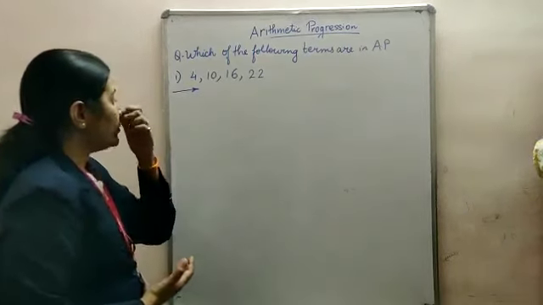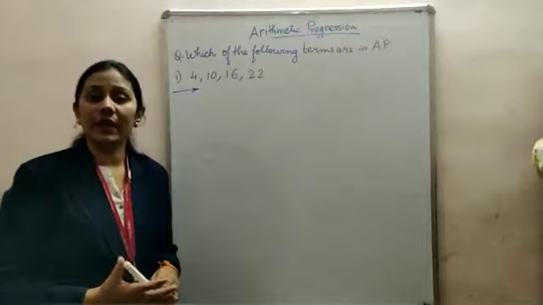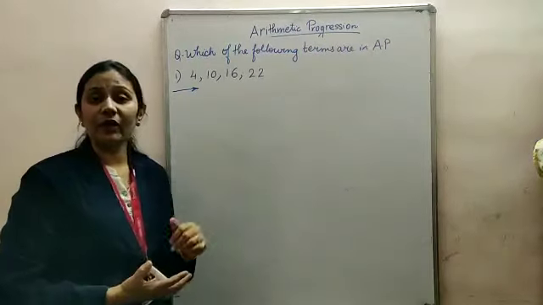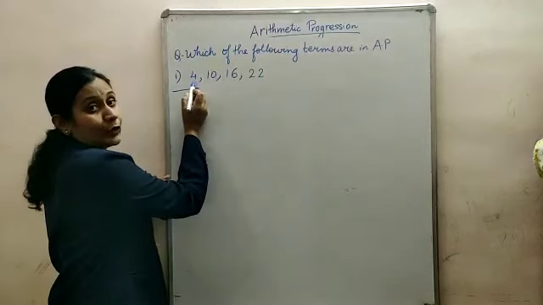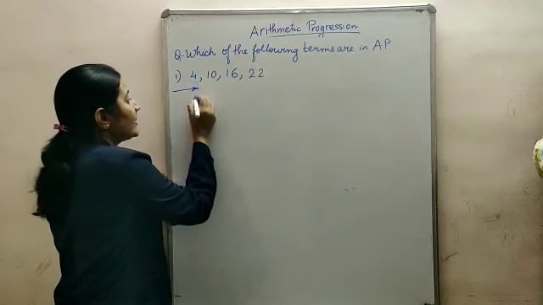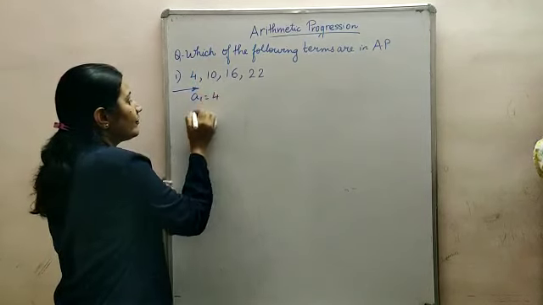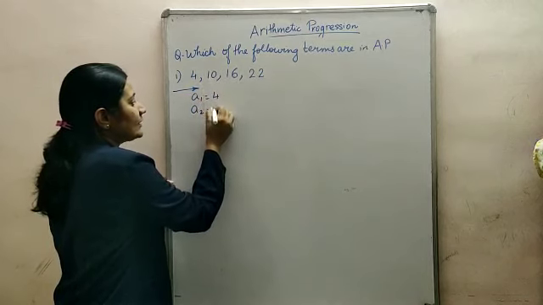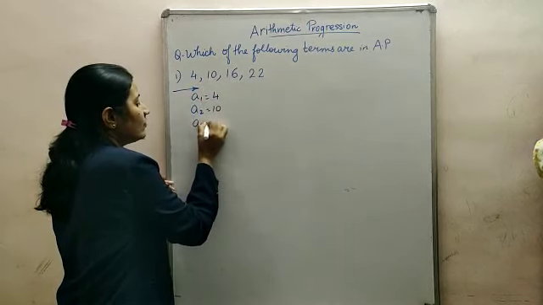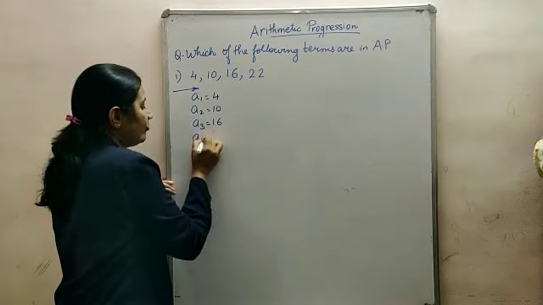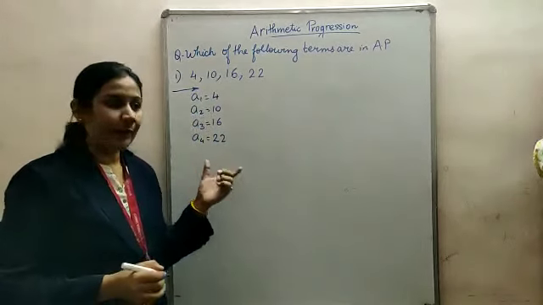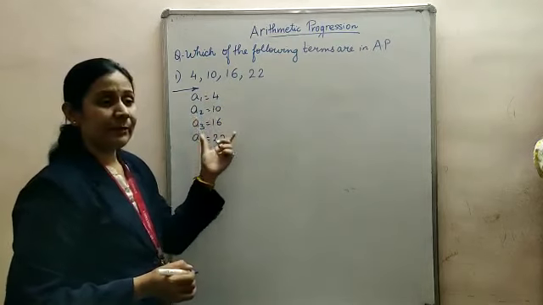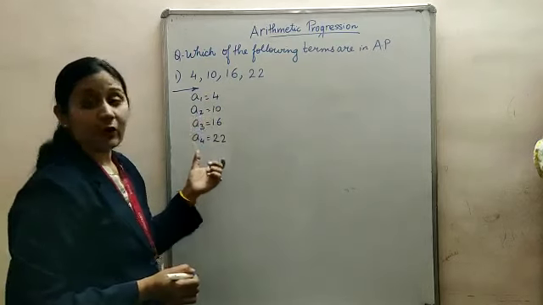नेक्स्ट क्वेश्चन, which of the following terms are in AP. हमें कुछ टर्म्स दिए हैं और हमको देखना है वो एपी में है या नहीं है। नाउ एज आई टोल्ड यू, a1 इज आवर फर्स्ट टर्म, दैट इज a1 इज इक्वल टू 4, a2 is our second term, that is 10, a3 is equal to 16, and a4 is equal to 22. Whether the following terms are in AP or not, we will simply see the common difference.